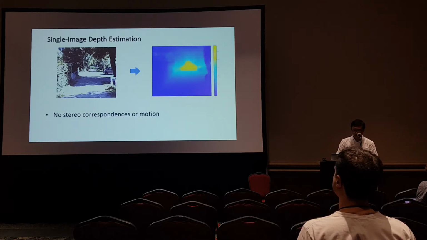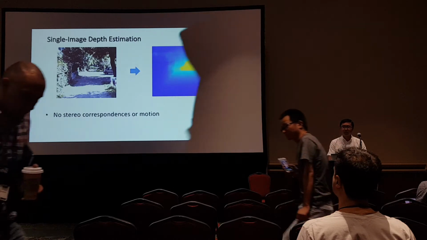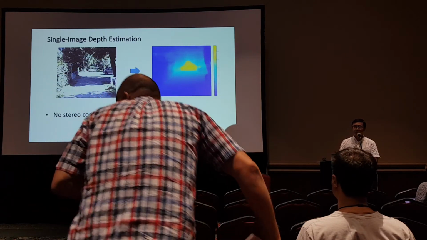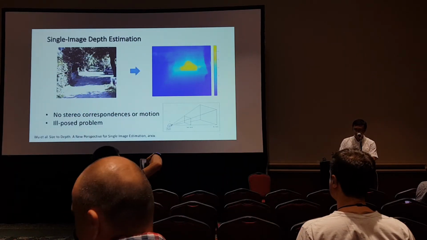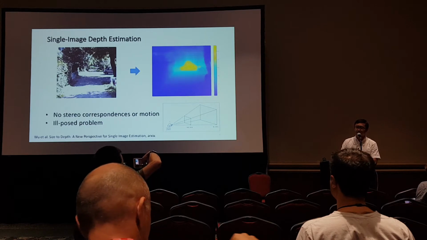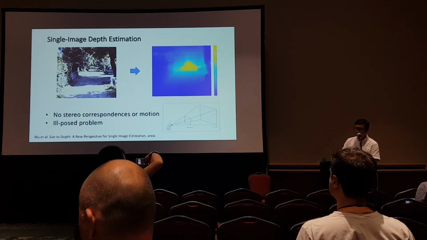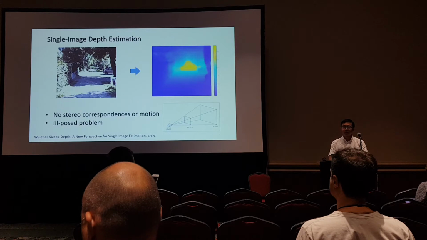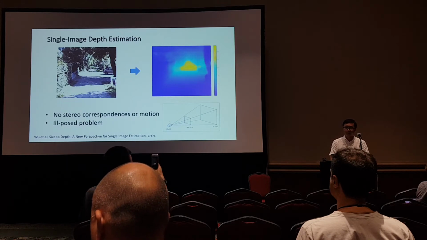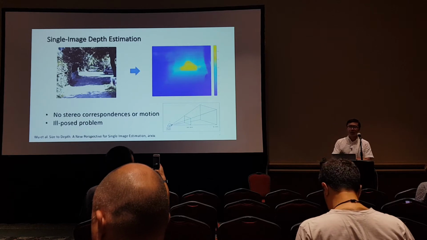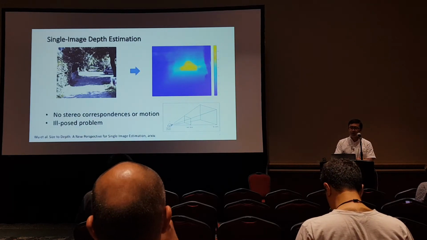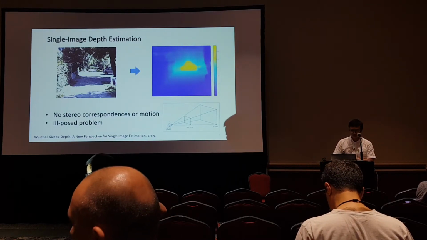Single image depth estimation is much cheaper, but it's also much more difficult, because this is fundamentally an ill-posed problem. Consider this simple example. Two planes in 3D space will project to the same image in the camera. So given this one 2D image, there could be an infinite number of solutions to this problem.